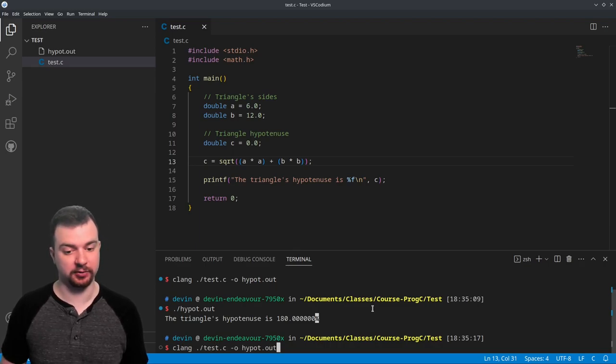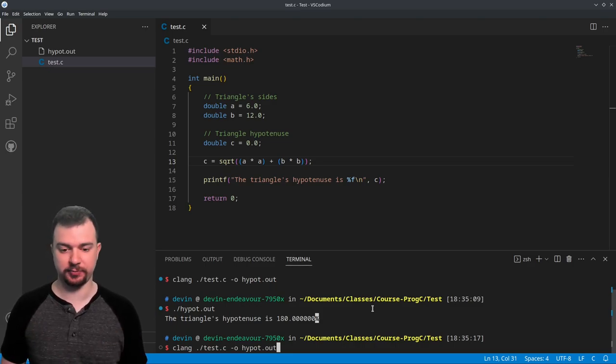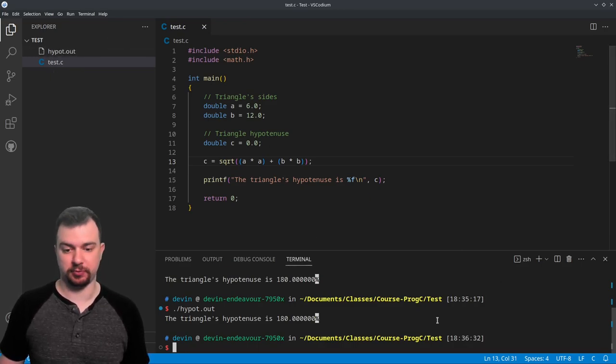I need to recompile. Every time I make any edits to a file, if I'm doing it locally, I need to recompile it to get a new executable. Because if I don't, even though I made changes to this file and saved, you'll notice it's still 180 because I did not make a new executable.